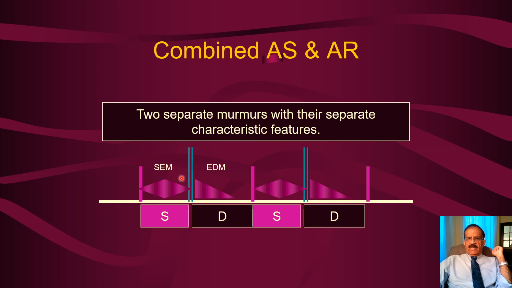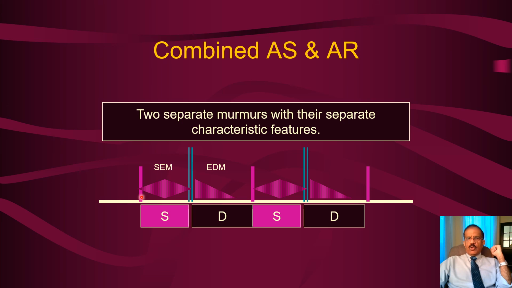Now, this rheumatic process damages the valve, and the valve has only two functions, opening and closing. So many times both are affected, and many times you have combined aortic stenosis and aortic regurgitation. If you have combined aortic stenosis and aortic regurgitation, it is likely that it is either rheumatic or congenital. The other etiologies are less likely then. And then you will have two separate murmurs.